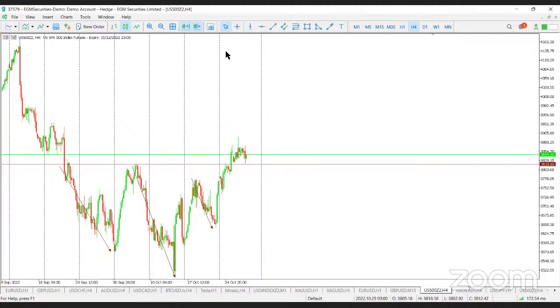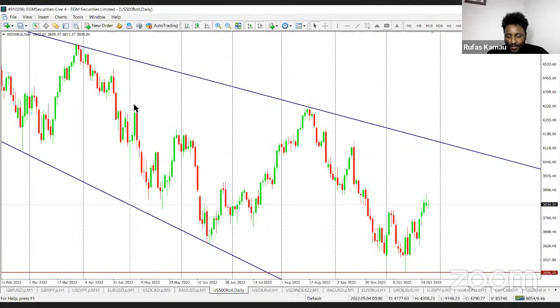Before the fundamentals, I'd like to focus on the technicals, because you have technicals and fundamentals as you've specified. So I'd like you to change to the daily chart, if you can, from your end. Yes, I have it right here. Exactly. And then zoom out a bit.